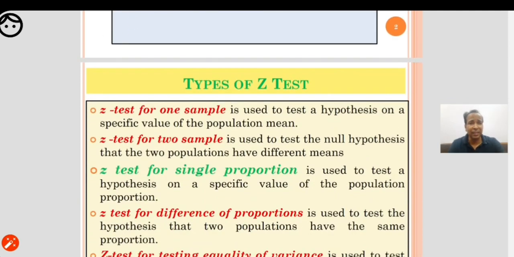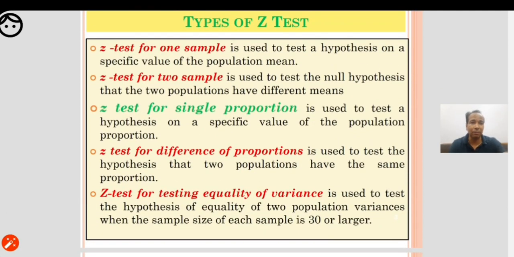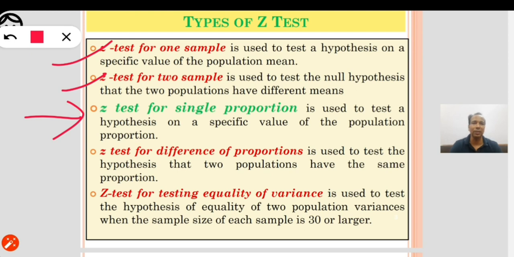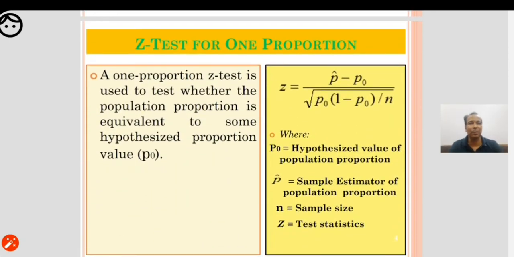Now let's see the 5 types of Z-tests, which I have been showing you again and again. The Z-test for 1 sample and the Z-test for 2 samples I have discussed with you, and today I am going to discuss this one, the Z-test for single proportion. So now let's see what the Z-test for single proportion is. What is it meant for?